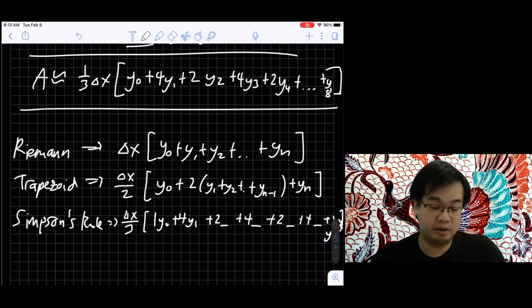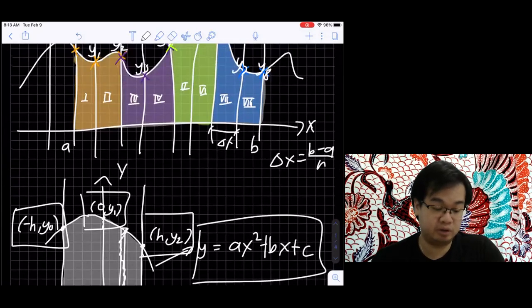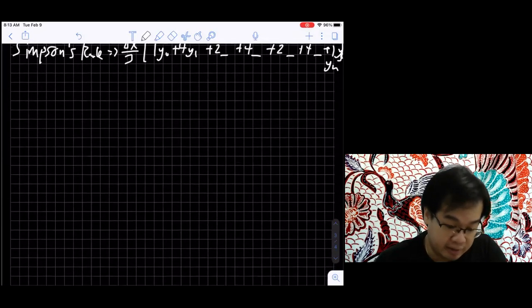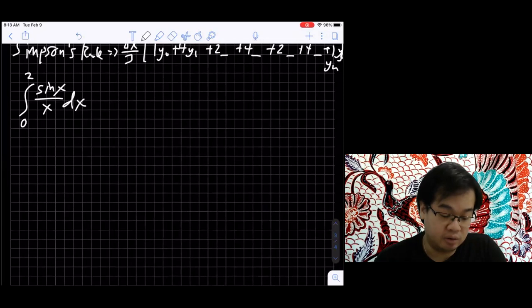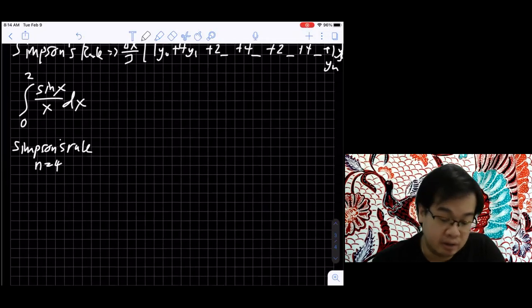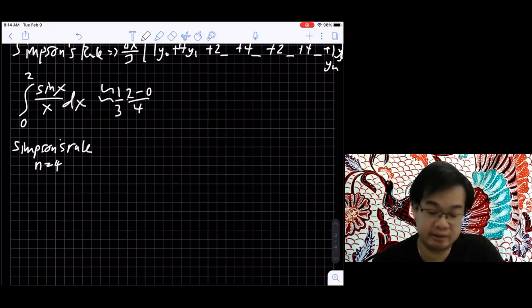Okay. Now I'll give you an example for this one. Let's use example 1. Let's find the approximation value of the integral from 0 until 2 of sine x over x dx, with Simpson's rule with n equals 4. Let's try n equals 4 first. So basically it's approximated by 2 minus 0 divided by 4 is the delta x, and then it's 1 over 3 times delta x.